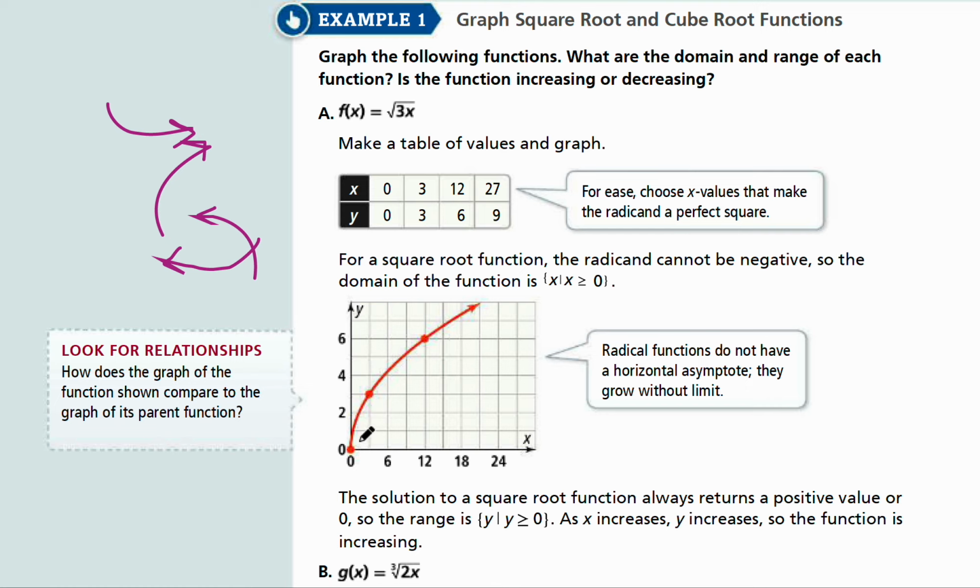So the solution to the square root function always returns a positive value because you always take the positive square root. So the range is also all positive, including 0. So as x increases, what's happening? Y also increases. So the function is increasing overall.